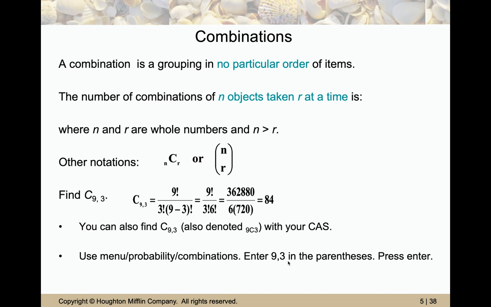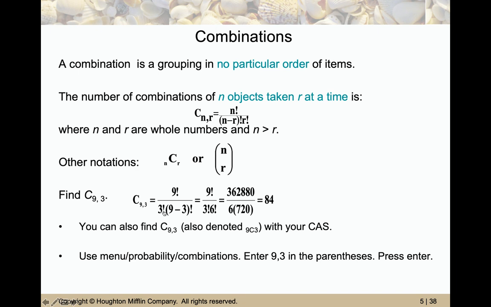So the number of combinations of N objects taking R at a time is going to be N factorial over R factorial times (N minus R) factorial. So it's the same thing as permutations, but you have an additional factorial in the denominator. There we go. There's our formula. All right.